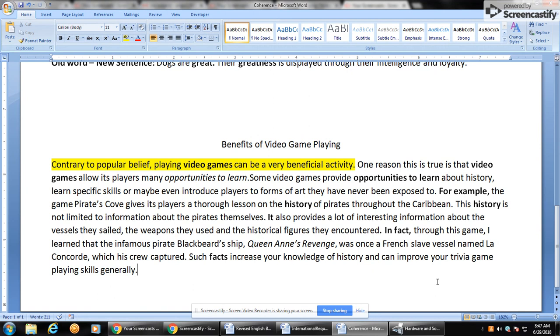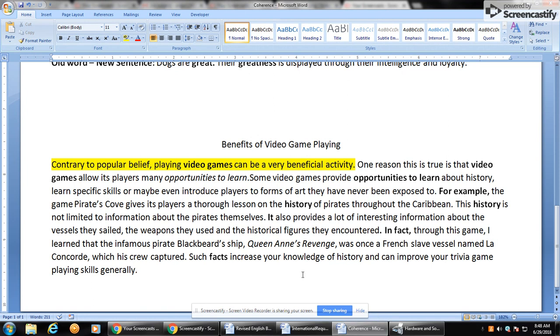In fact, in fact is another way to say, for example. So when you're writing a paragraph and you're providing more than one example, you don't want to keep writing, for example, for example, for example, because that gets boring. So this is just another way to do it. In fact, through this game, I learned that the infamous pirate Blackbeard's ship, Queen Anne's Revenge, was once a French slave vessel named La Concorde, which his crew captured.